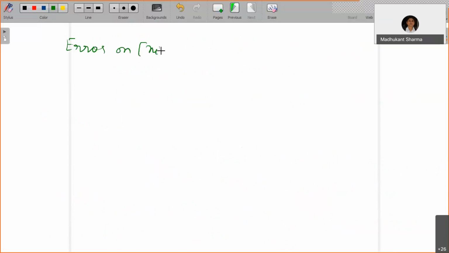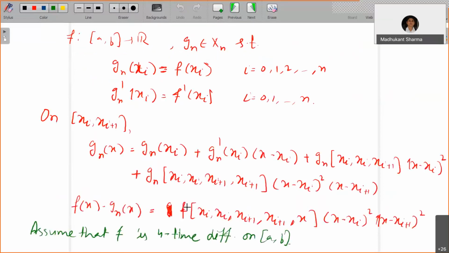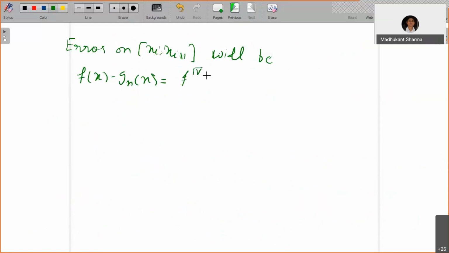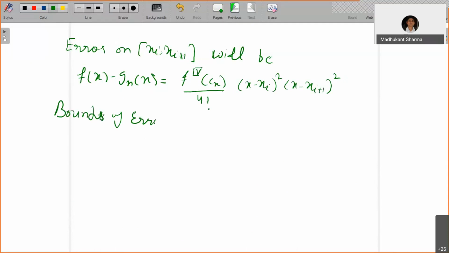Error on the xi to xi plus 1 interval will be f minus gn of x equals, if you have 4 times differentiability, this divided difference can be replaced by the fourth derivative divided by 4 factorial. So f fourth derivative at some cx lying between xi and xi plus 1, over 4 factorial, times (x minus xi) square times (x minus xi plus 1) whole square. Now you can get the bound of the error: the maximum over x in [xi, xi plus 1] of mod of f of x minus gn of x.